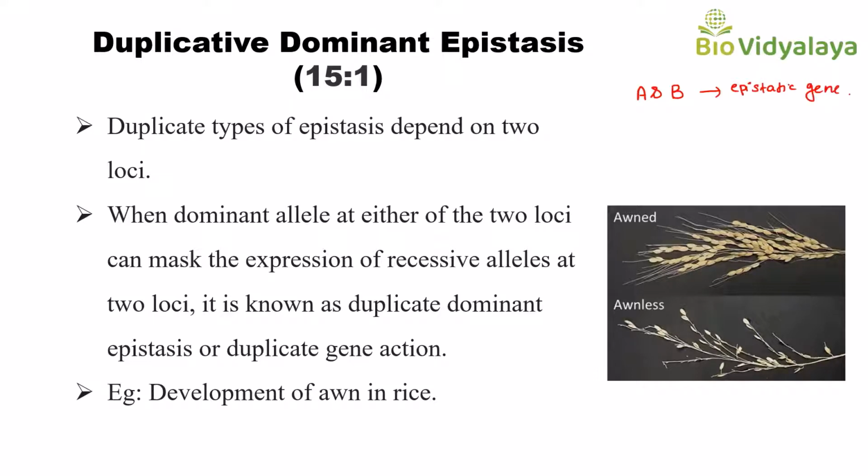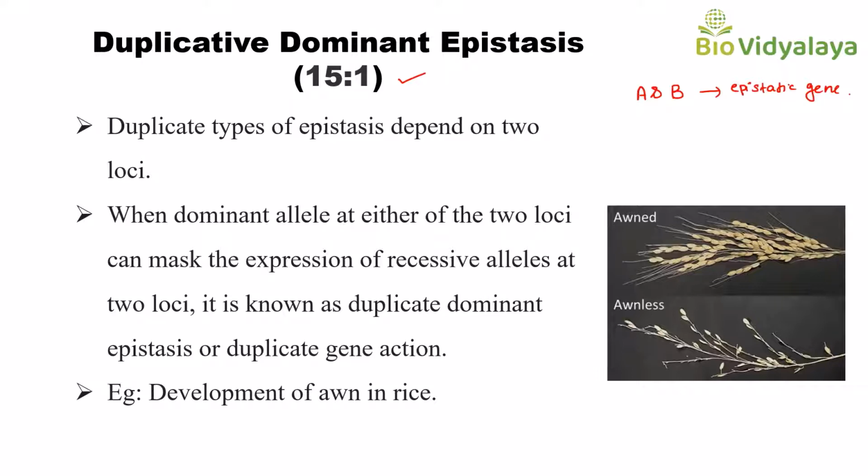So first we can discuss duplicate dominant epistasis. The ratio of duplicate dominant epistasis is 15:1. Duplicate type of epistasis depends on two loci. That means it depends on two genes.